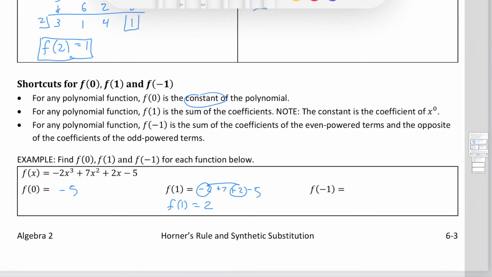Now f of negative 1 is based on this concept. Negative 1 to the first power is negative 1. Negative 1 to the second power is equal to positive 1. Negative 1 to the third power is equal to negative 1 again. Negative 1 to the fourth power is equal to positive 1 again. So, simply put, it might make it a little easier if I would copy the function rule over here, just so it's in the same region on the screen.